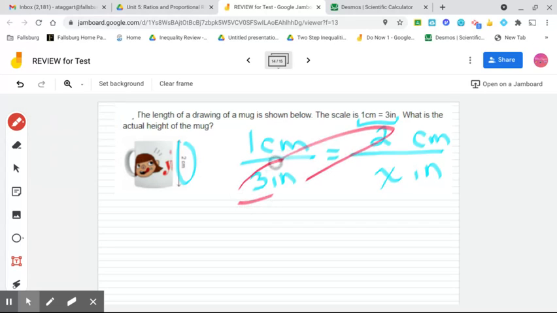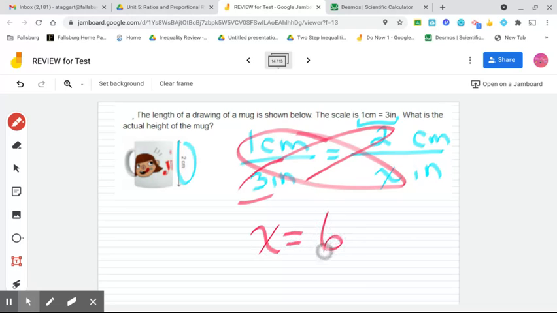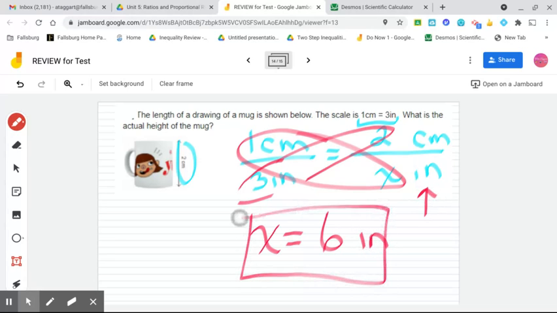So we're going to cross multiply. 1 times x is x. 3 times 2 is 6. And x is already by itself, so that's it. We're done. The only thing that's missing here are the units. It says x inches, so 6 inches is going to be our final answer.